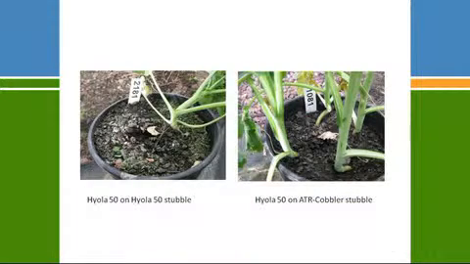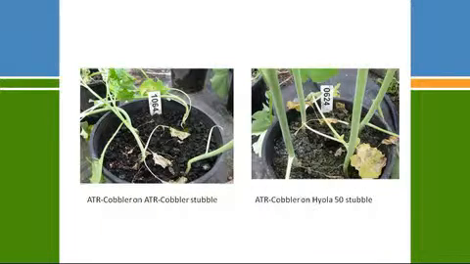This is Hyola 50, 50 plants in the pot, and we infected them with Hyola 50 stubble from the Eyre Peninsula. When we infected the Hyola 50 with Cobbler stubble, the Hyola 50 was alive. So Hyola 50 on Hyola 50, we'd kill it. Hyola 50 on Cobbler, we couldn't. We did it the other way around: Cobbler on Cobbler, we could kill it. When we put the Cobbler on the same Hyola 50 stubble, which was killing Hyola 50, an R-rated cultivar, we couldn't kill it.